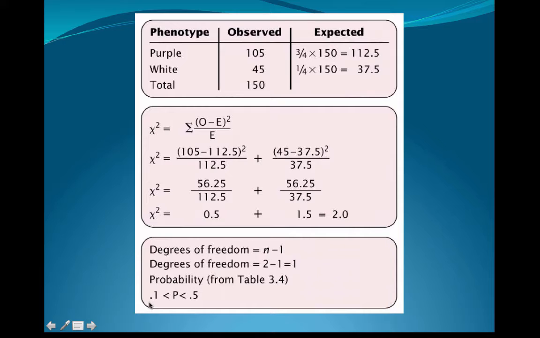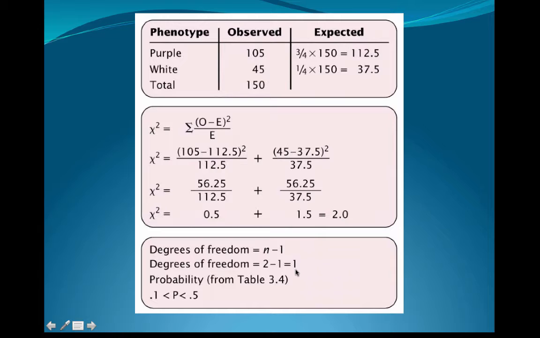The third step is to identify the degrees of freedom and the probability factors that you're going to be dealing with. I'm going to show you a table on the next slide, and to use that table efficiently, you have to know the degrees of freedom and the probability cutoff values. The degrees of freedom is calculated as n minus 1, where n equals the total number of phenotypes possible. In this example, we had two phenotypes possible, purple and white.